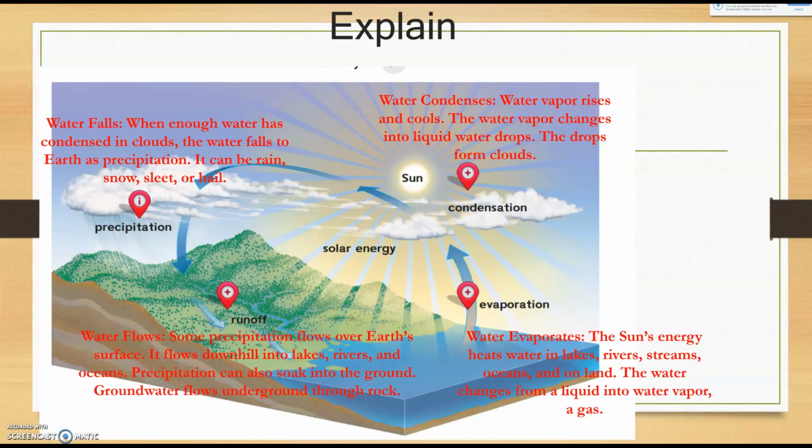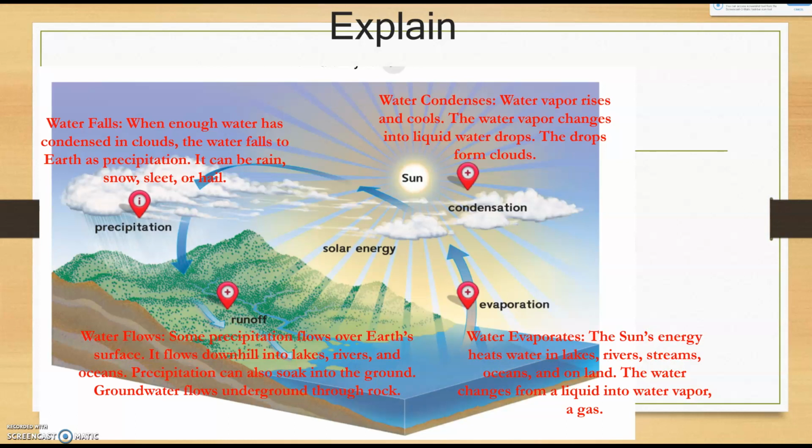Explain. This is the whole process of the water. Water falls when enough water is condensed in clouds. The water falls to Earth as precipitation. It can be rain, snow, sleet, or hail. That's precipitation.